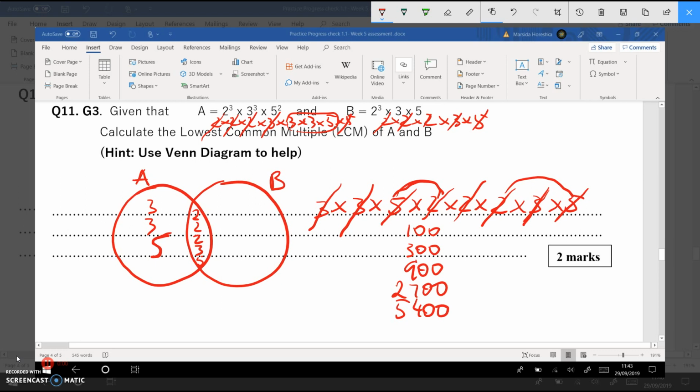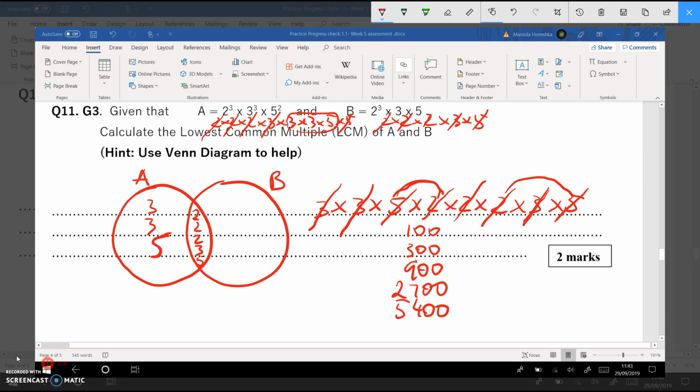So having the numbers written down, although it's given in index form, we could write it as 2 times 2 times 2 times 3 times 3 times 3 times 5 times 5. So that would be A, and B written as 2 times 2 times 2 times 3 times 5. Looking at the numbers in common, just rewriting them here and multiplying them out.